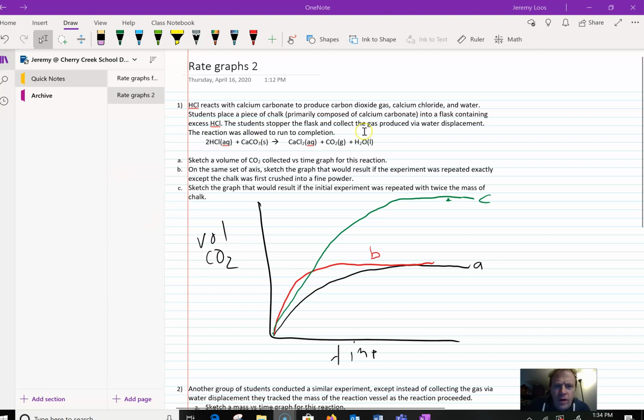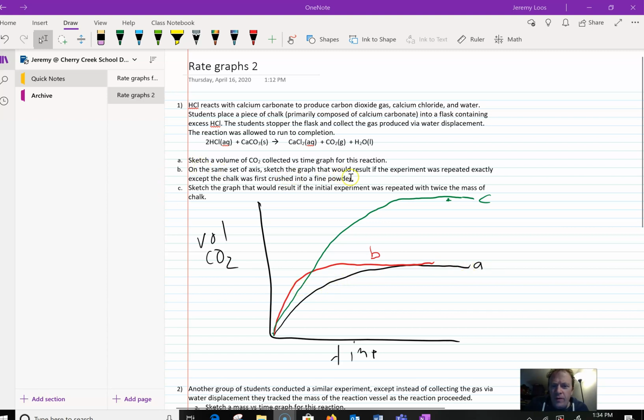Okay, welcome back here. Something that's important to notice here is that the HCl is in excess, which means that the calcium carbonate is what's governing how much stuff that we end up making. So volume of CO2 versus time, that's A. That's just our standard increase, but not in a linear fashion, and probably leveling off. It doesn't necessarily say that, but that's fine.